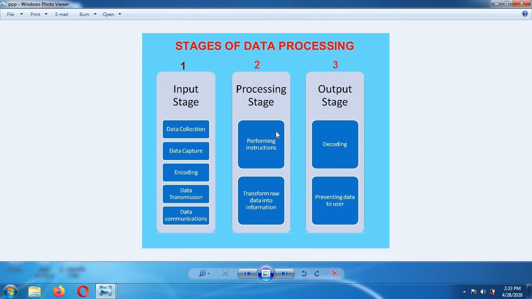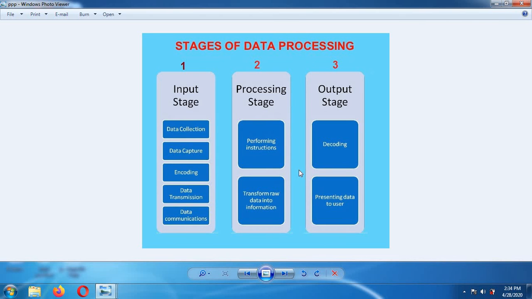In the second stage, the processing stage, here the CPU comes into existence, and performs all the instructions and applies all the operations like addition and multiplication. After performing these operations, the CPU sends the result to an output device like the monitor and printer, where the output device decodes this data and shows it to the user. Okay, so in these three steps a computer works.